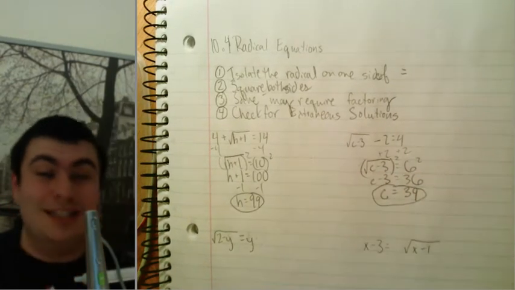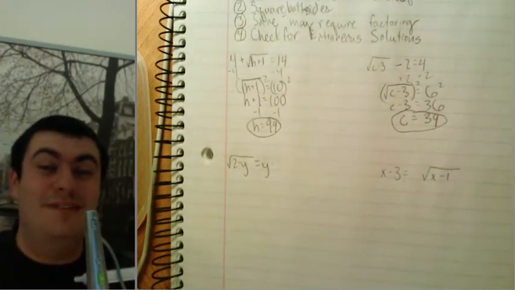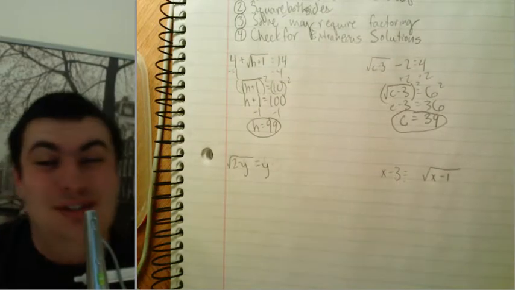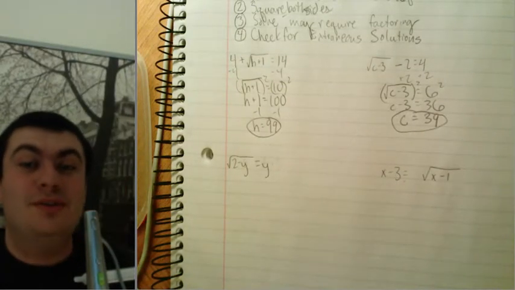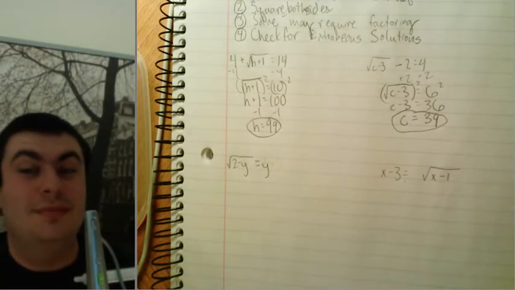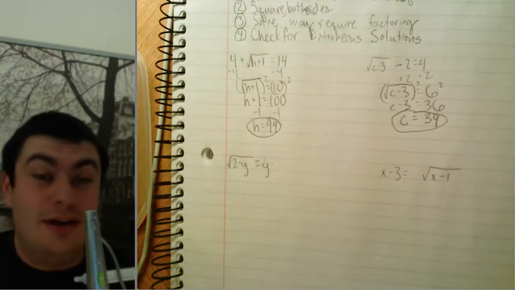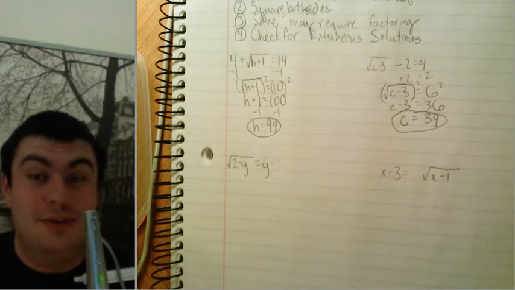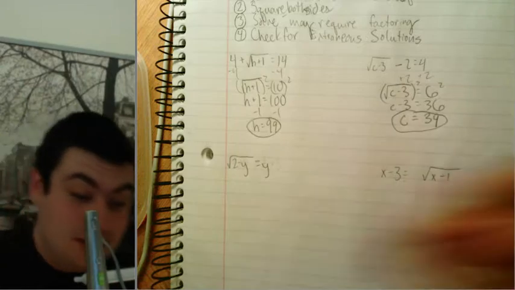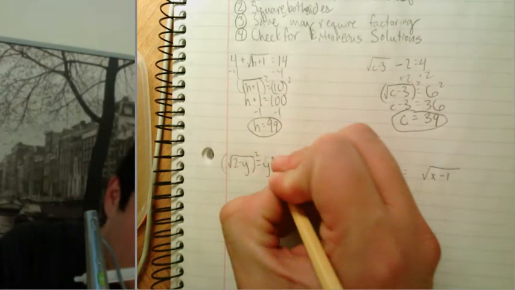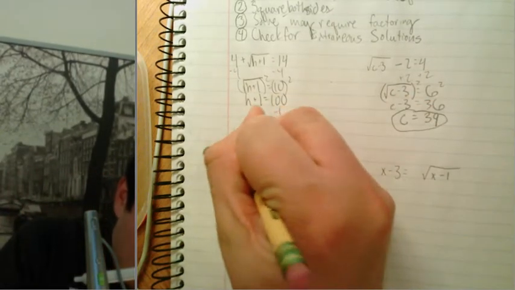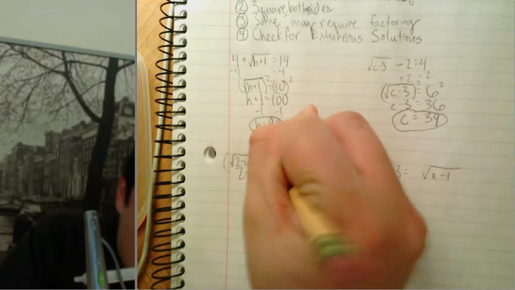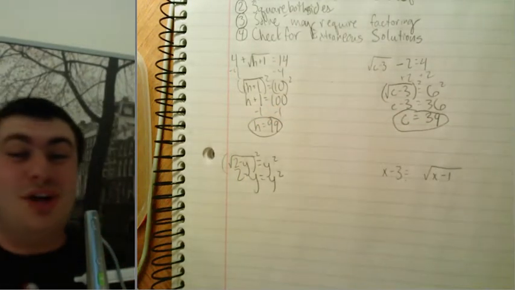Now, what gets a little tricky is when we get a variable inside and outside the square root. We have the square root of 2 minus y equals y. The radical is already isolated on one side. We have the square root of 2 minus y. So we'll square both sides. And now we have 2 minus y equals y squared. So now we need to solve for y.